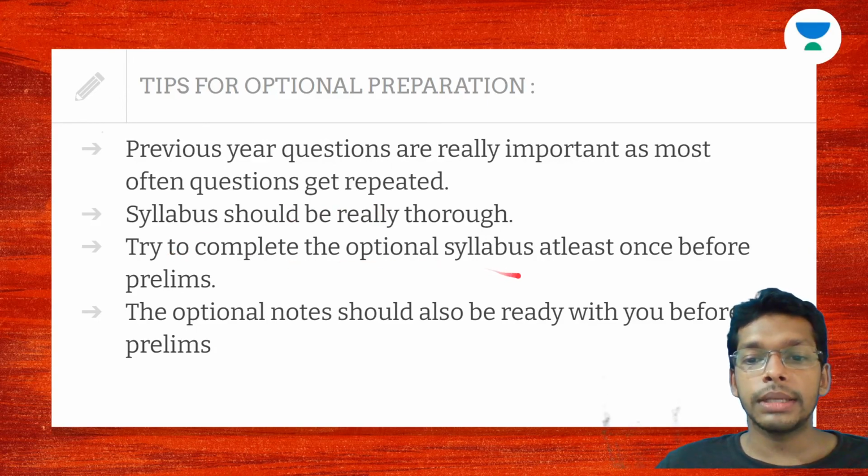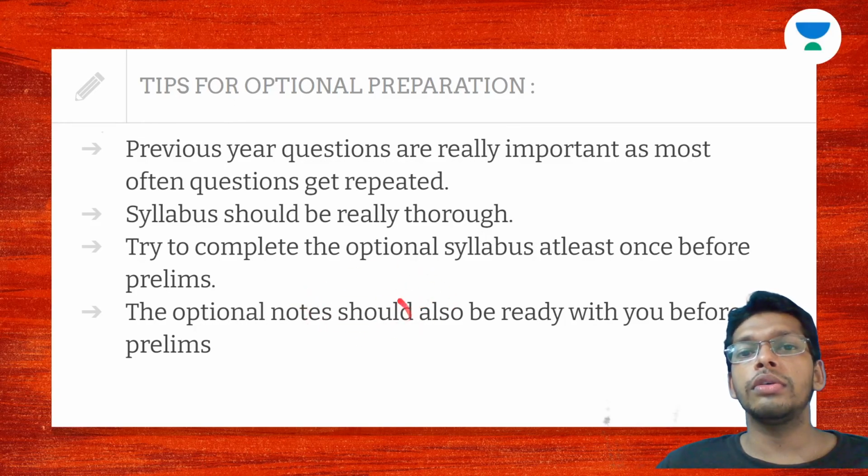Then try to complete the optional subject at least once before the prelims. What I mean here is you should be mains-ready even before the prelims is over. What I would suggest is, if the prelims is in June, try to complete the optional by December, January at least once. Keep the notes ready. The optional notes should also be ready with you even before the prelims. So after prelims, you don't have to focus much on preparing notes. You just have to focus on revising the notes which you have already prepared before the prelims examination.